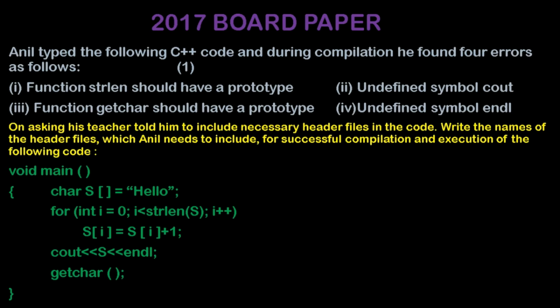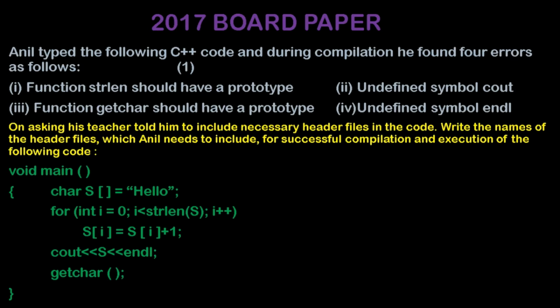The next board paper is 2017 paper, and the question is, Anil typed the following C++ code and during compilation he found 4 errors as follows. So this is a 1 mark question. 4 errors are mentioned here. The first error is function strlen should have a prototype. Second one, undefined symbol cout. Third one, function getchar should have a prototype. Fourth one, undefined symbol endl.